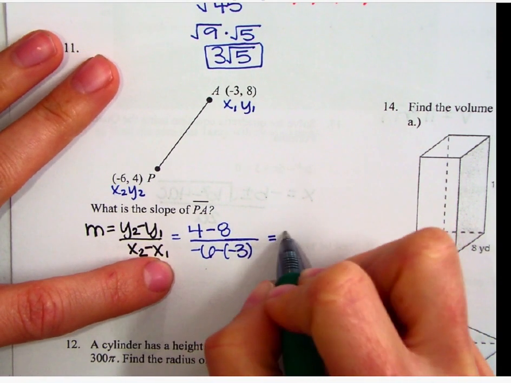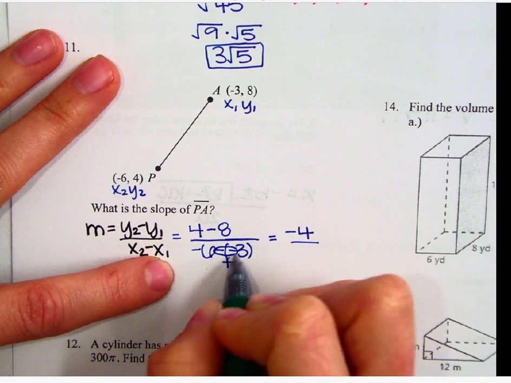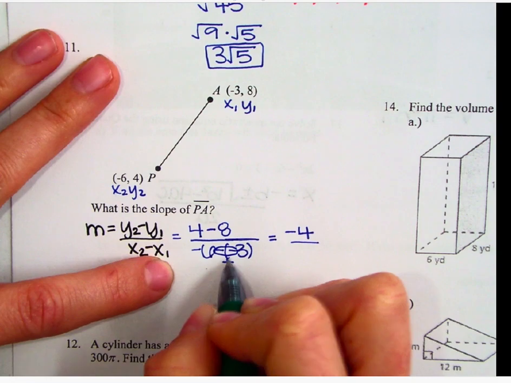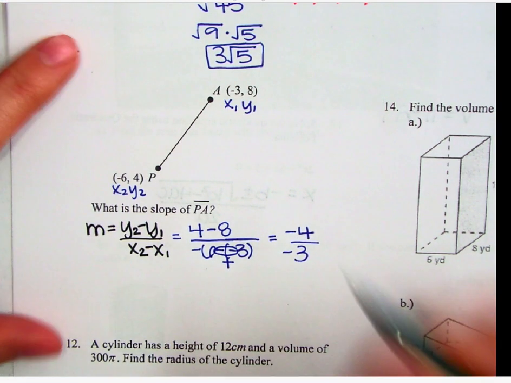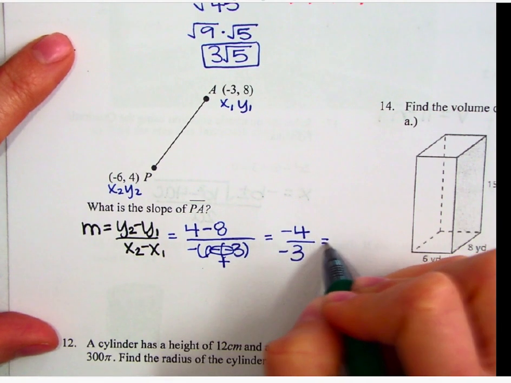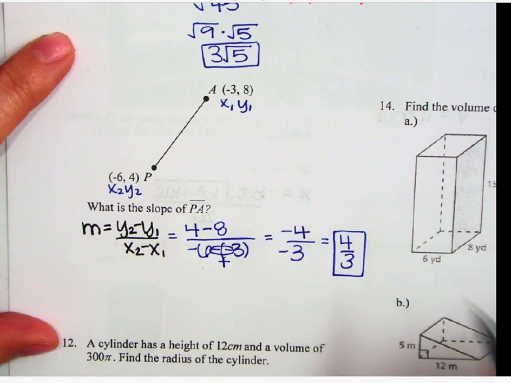4 minus 8 is -4. Here, this double negative, minus a negative, becomes a positive, so -6 plus 3 is -3. We do not leave our answer like this. We know that a negative divided by a negative is positive, 4/3 for my slope.